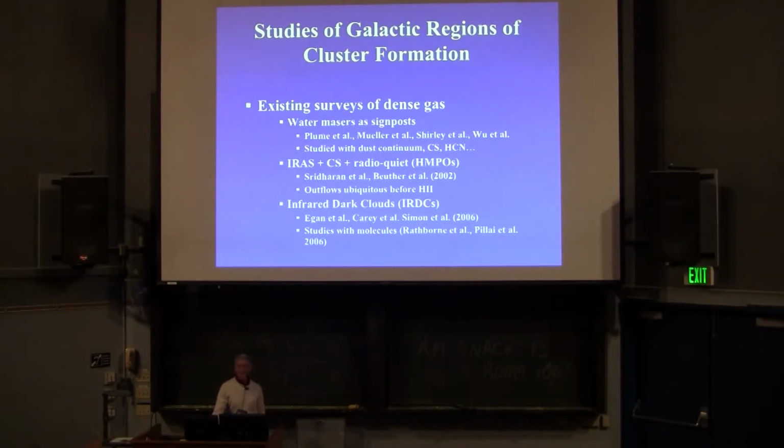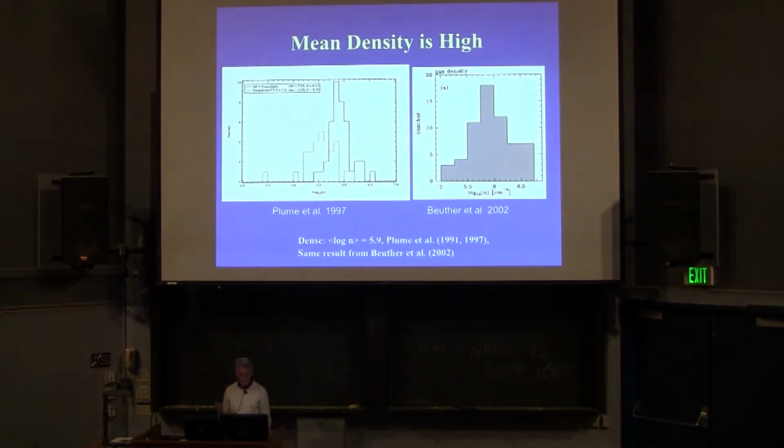And then there are people who have used infrared dark clouds, which show up as dark patches against the infrared emission of the galaxy. So there's a number of different samples. They all found rather similar results. Since I have the results from my group handy, I'm going to show you those, but they're all pretty similar.